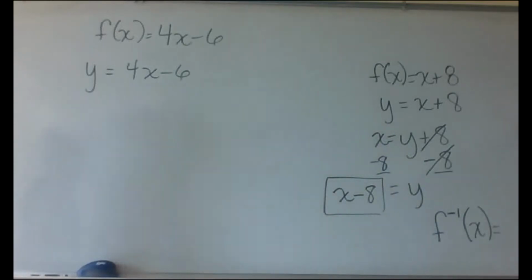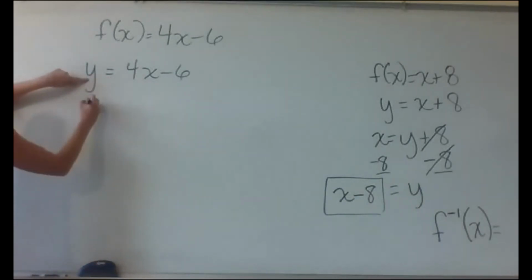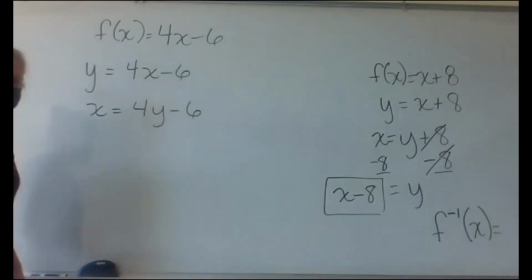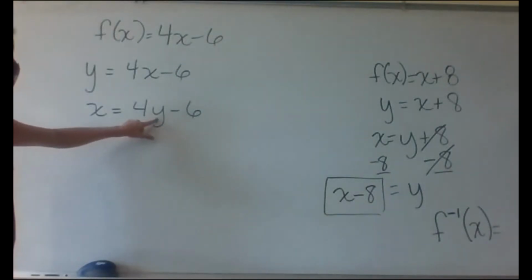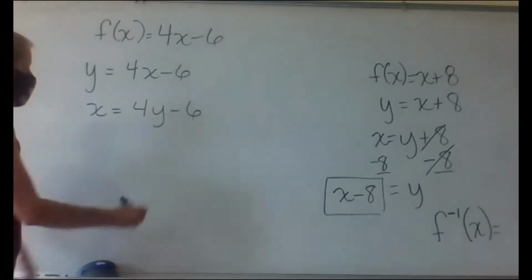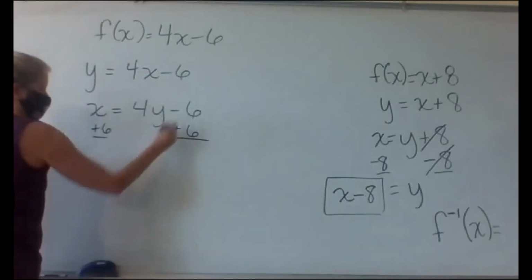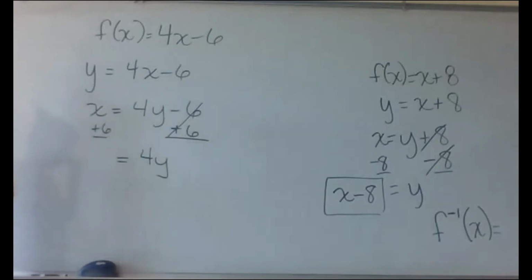So after I replace the f(x) with the y, then I'm going to interchange the x and the y. So now I have x equals 4y minus 6. And what was the last step after you interchanged? You solve for your new y, which means I need to add 6, cancel out the minus 6. I still have 4y over here. Over here, I've got x plus 6.